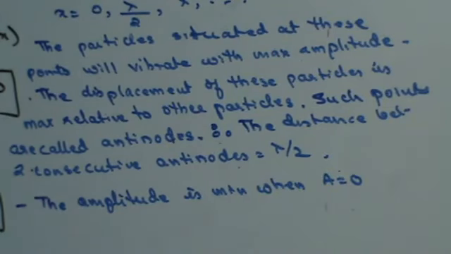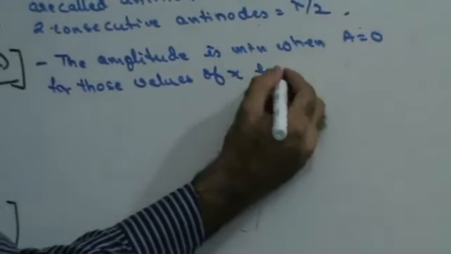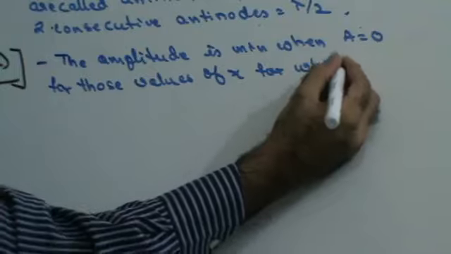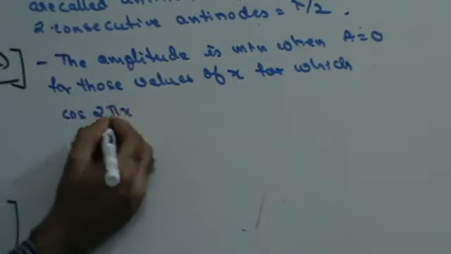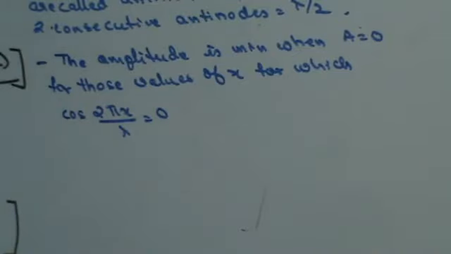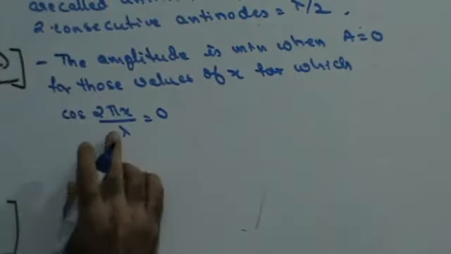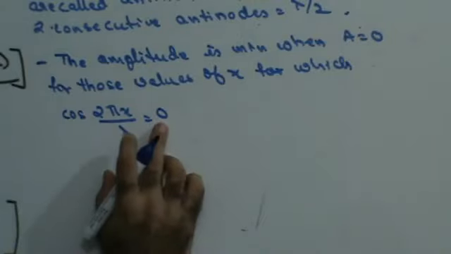Now, when will A be equal to 0? Amplitude is minimum when A is equal to 0, for those values of x for which cos 2 pi x by lambda is equal to 0. For these values of x, the value of amplitude will be 0.